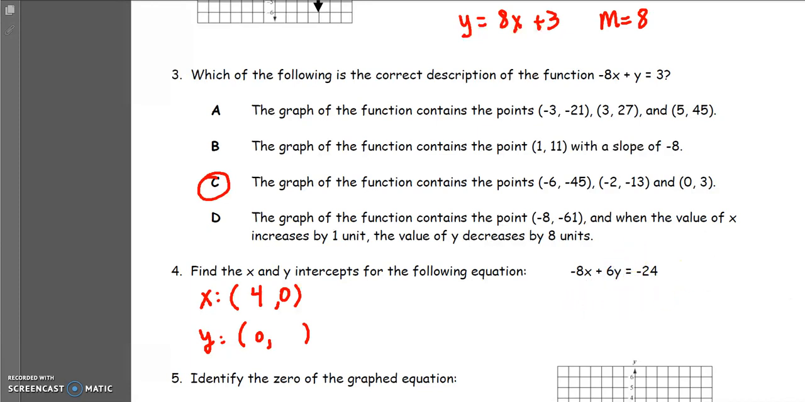And if we do that again, but with the y, that means this all turns into a 0, and it just leaves me 6y equals negative 24. Divide both sides by 6, and I'm going to get a negative 4. Sorry guys, this should have been a positive 3 back here. Let's change that to a 3. 8 goes into 24 3 times, not 4 times. Sorry about that.